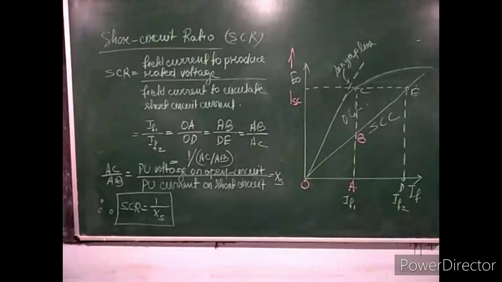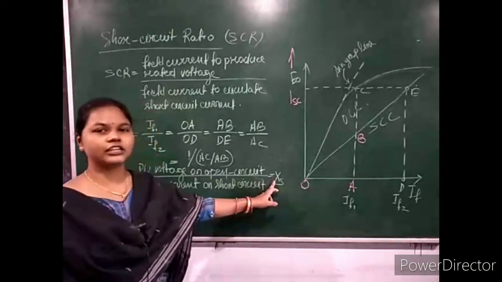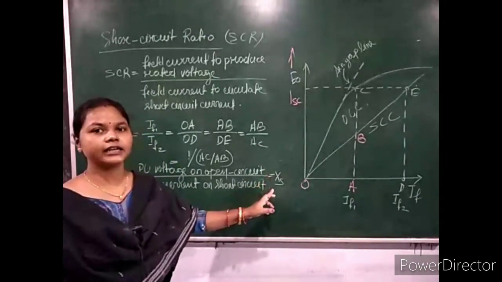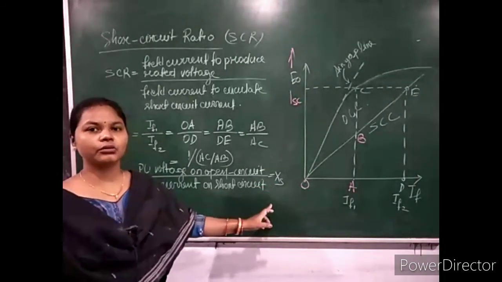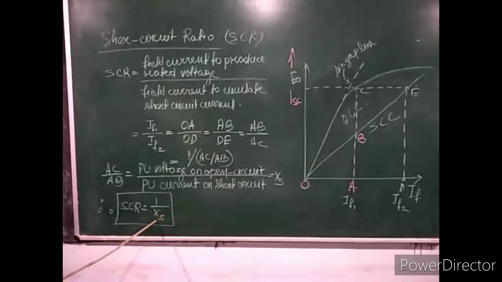And it is equal to the synchronous reactance. So from this you are very clear that the short circuit ratio is equal to the reciprocal of the synchronous reactance. From this relation it is clear. And the value of synchronous reactance depends upon the saturation condition of the machine.